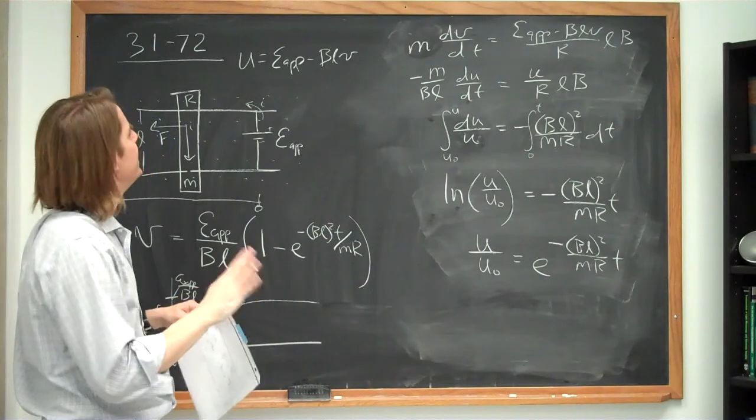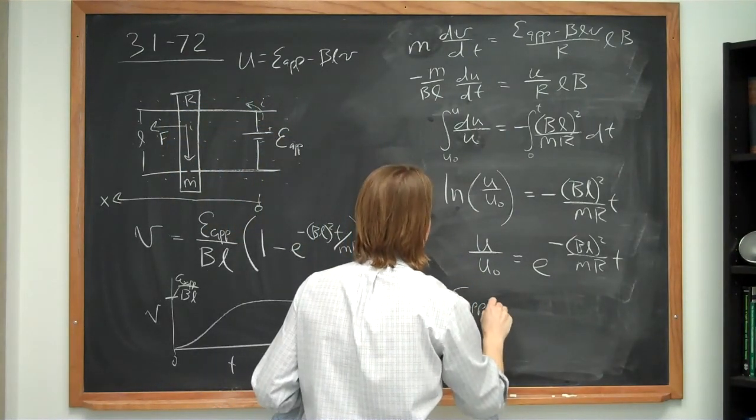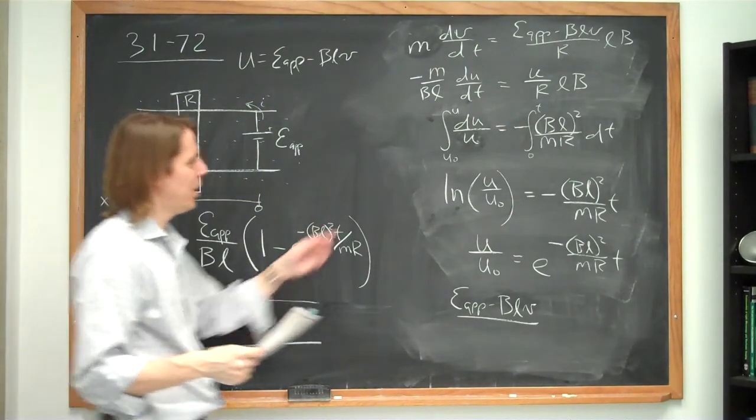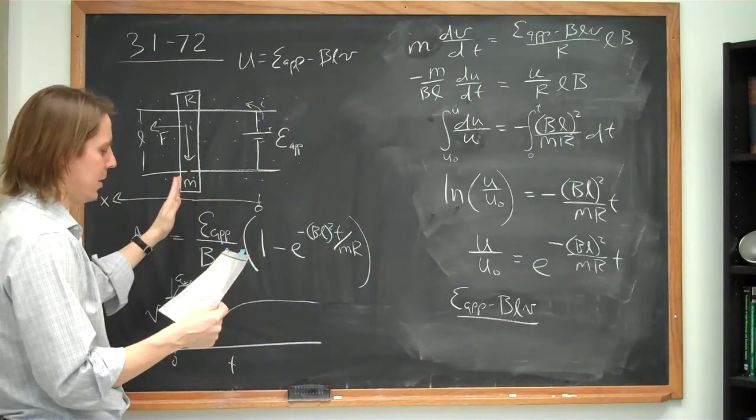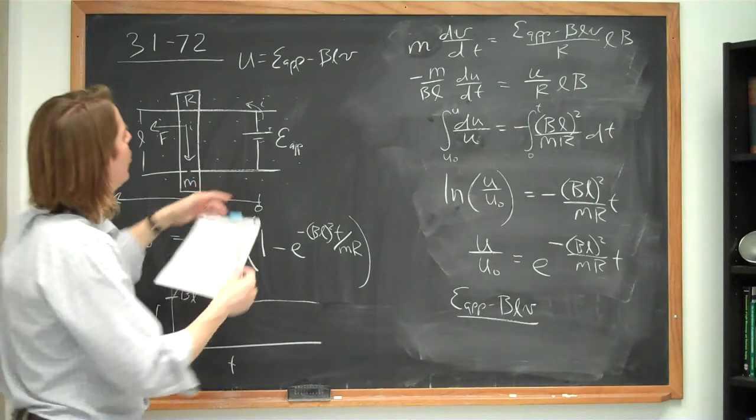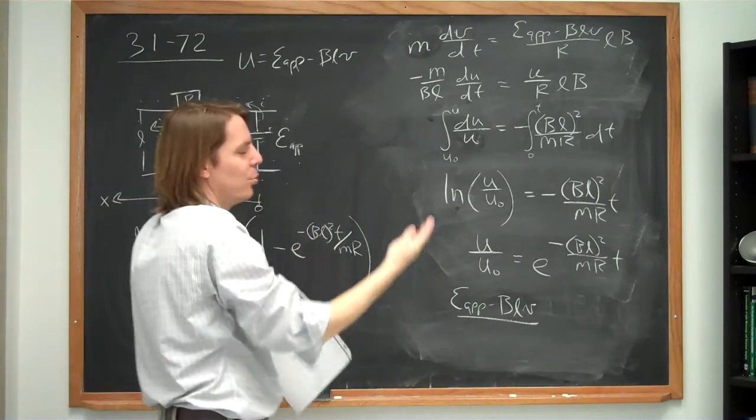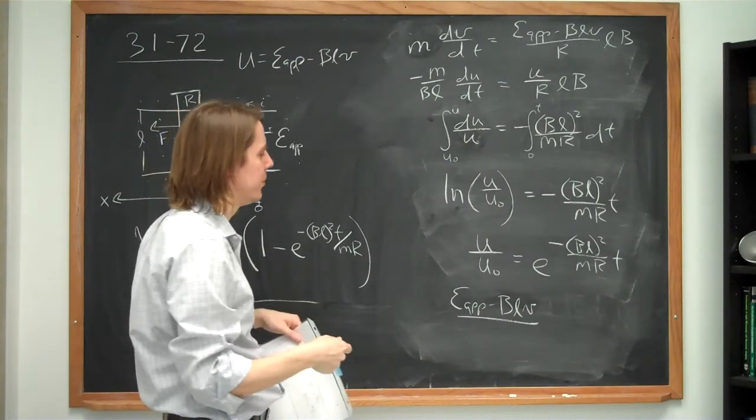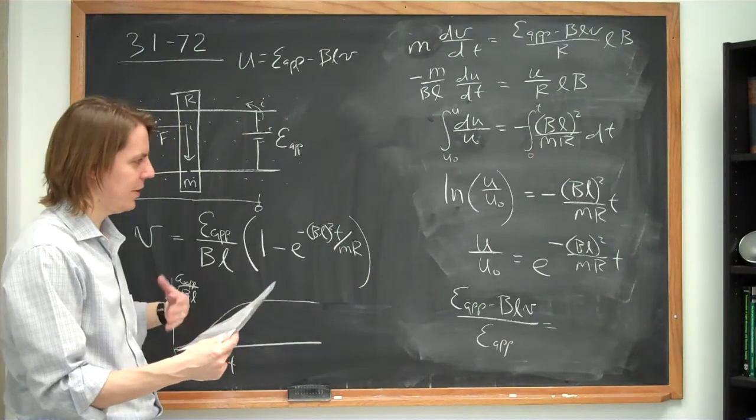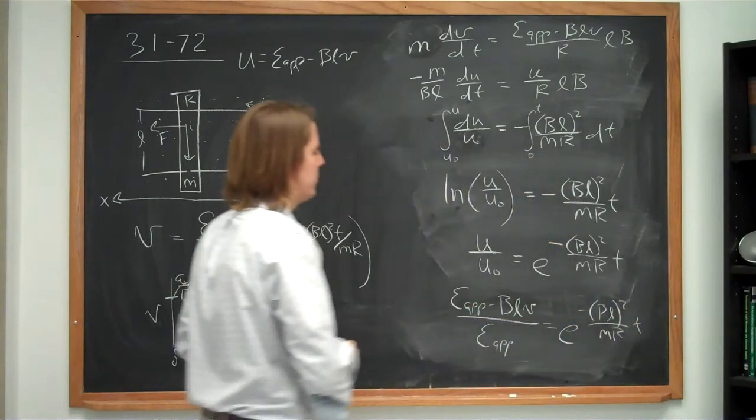And now what we want to do is go back to v. U was E applied minus BLV. There's the v we're looking for. What was u naught? U naught was what's going on with u when t equals 0. When t equals 0, u naught was just E applied. Or you can look at it here: when t equals 0, v was 0, so u naught is just the applied EMF. It's in units of volts. So here we just write E applied. And then the right side has no u's in it. It's just e to the minus BL squared over MR times t. So that's the exponential decay part.